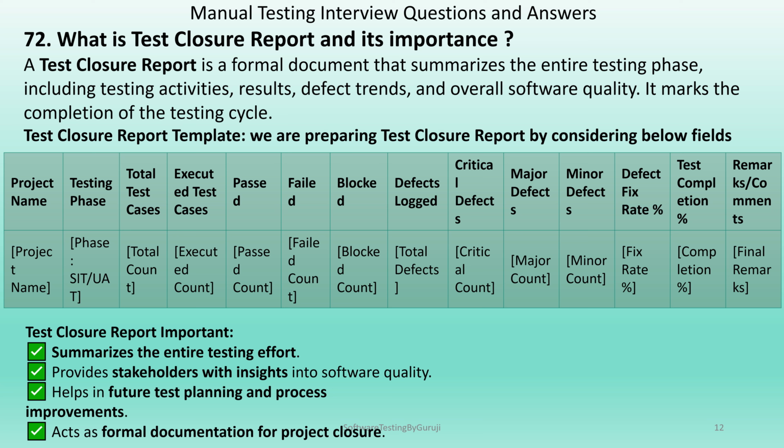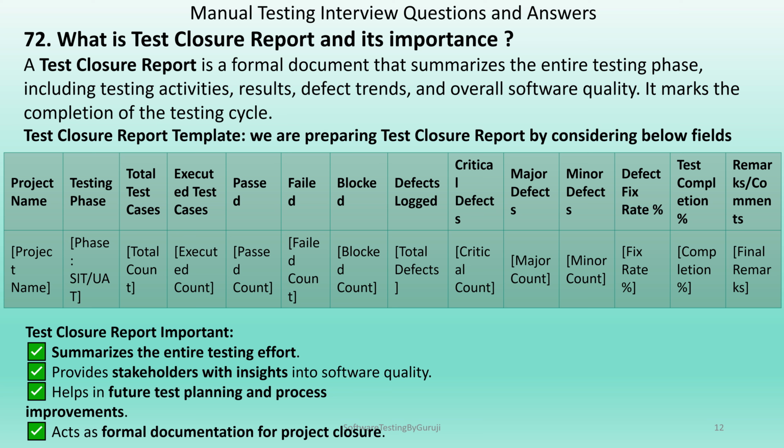Next question is, what is a test closure report and its importance? A test closure report is a formal document that summarizes the entire testing phase, including testing activities, results, defect trends, and overall software quality. It marks the completion of the testing cycle.